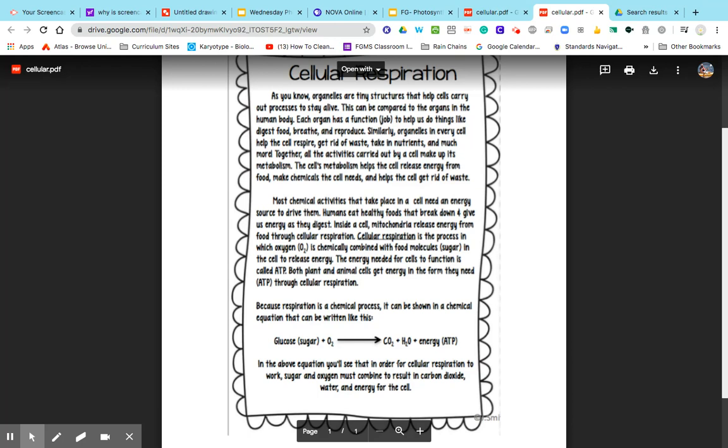Because respiration is a chemical process, it can be shown in a chemical equation that can be written like this. So notice on the left-hand side of the arrow, you have glucose and oxygen. They combine, undergo a chemical reaction. On the other end of that, we get carbon dioxide, water, and energy. Well, the carbon dioxide gets exhaled, right? The water gets exhaled as we breathe, the water vapor. And then energy is what we use to do all of our life processes.